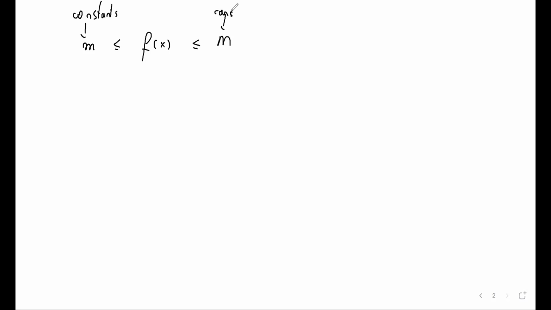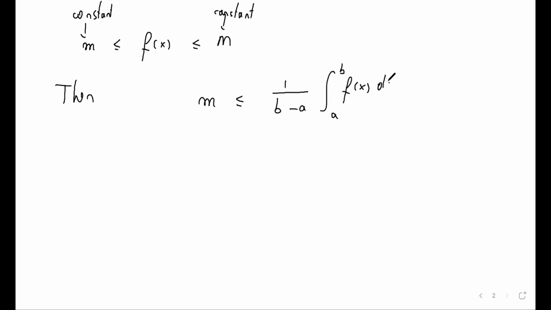And this is a constant. Constant and constant. All right, if these two are like that, then the conclusion here is that, let me write it this way, folks. So we can say then, lowercase m is less than or equal, and you'll see something interesting here, 1 over b minus a, the integral from a to b of f of x dx is less than or equal to uppercase M.